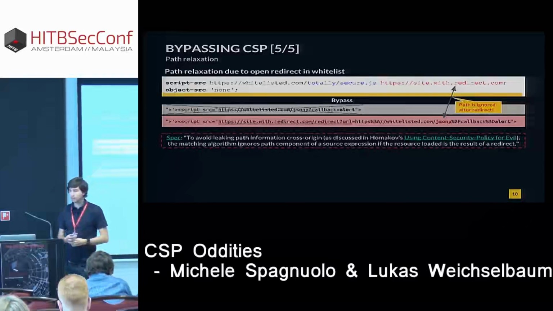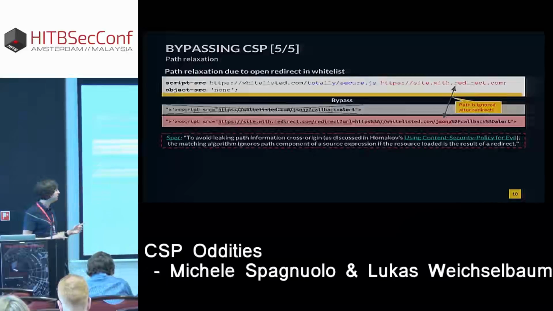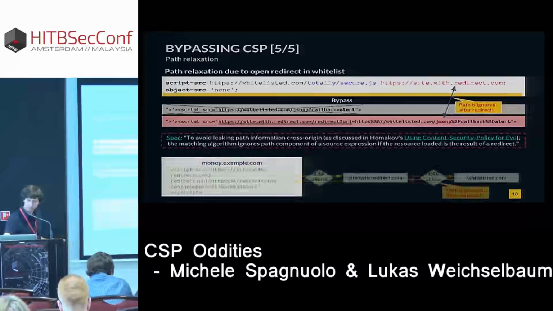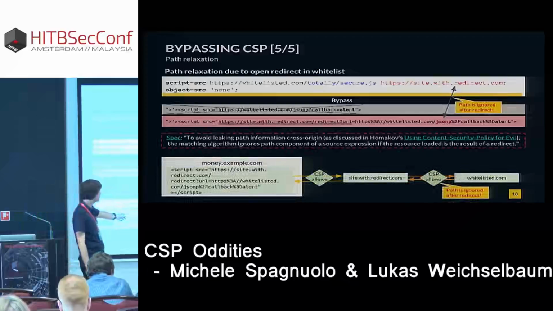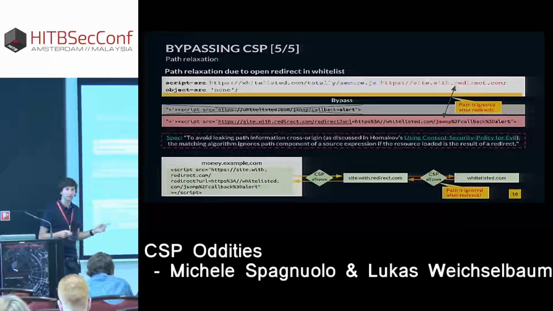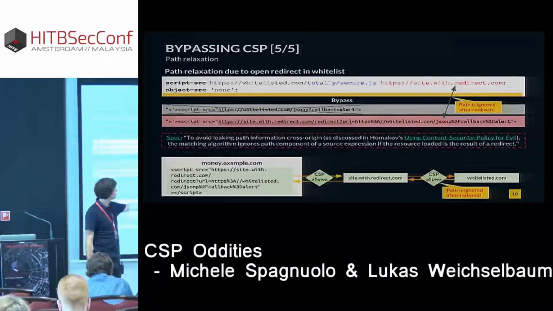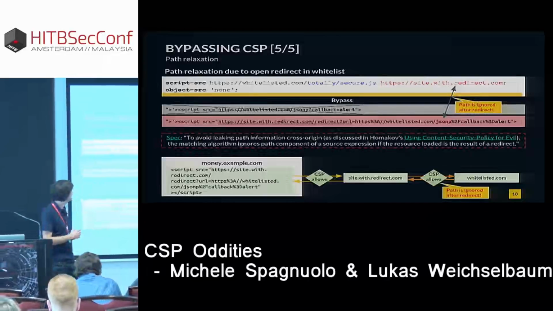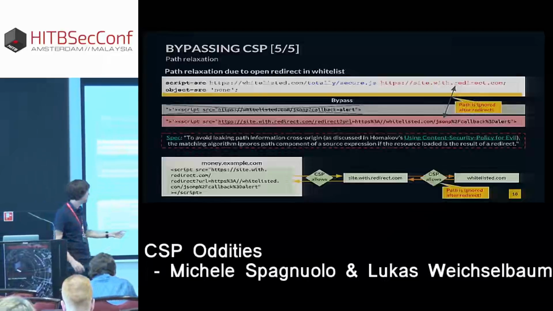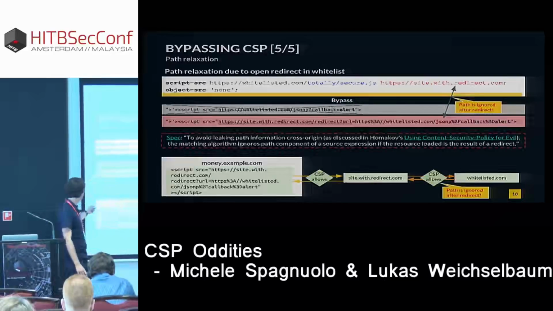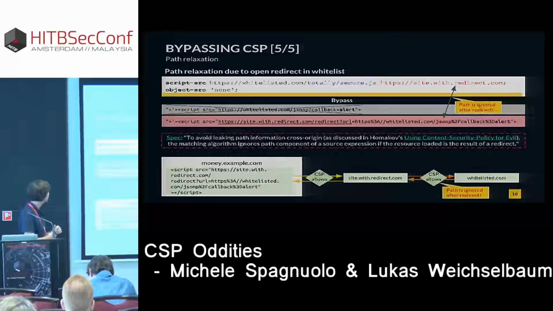And what will happen is the browser will say, yeah, sure, you can source stuff from sitewithredirect.com. And then it will see, oh, there's a redirect. So I'll drop the path information because I have to do it. And then it redirects to some other path on whitelisted.com, which has a JSONP endpoint, returns JSONP, and it's game over again, right? Which is pretty bad.